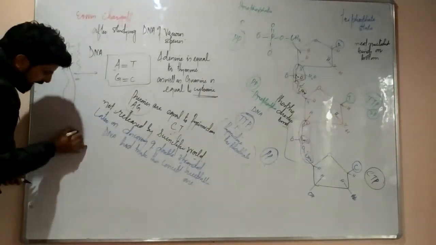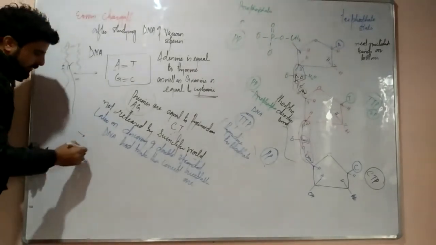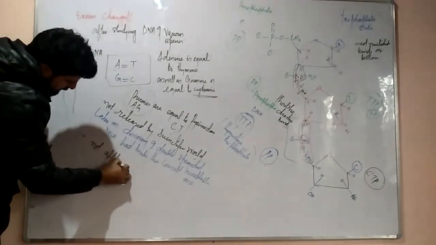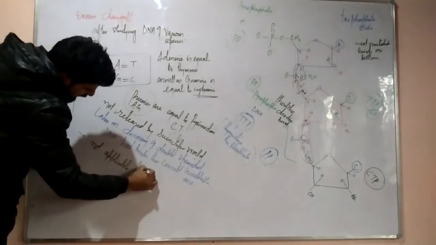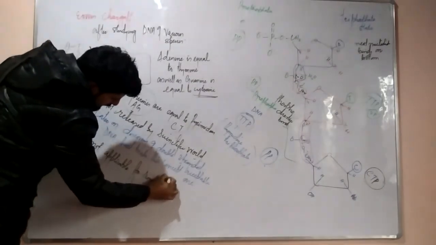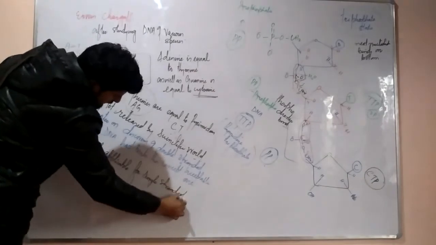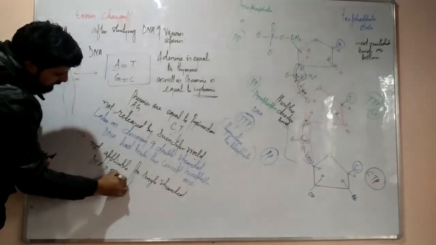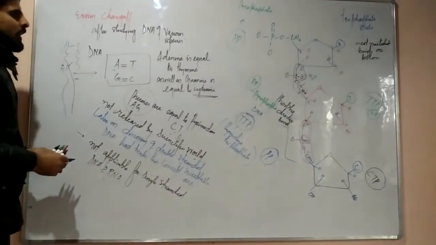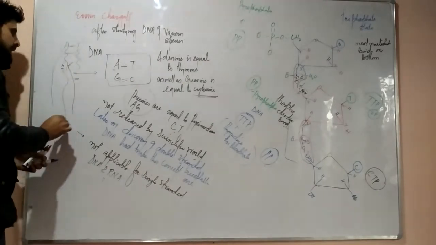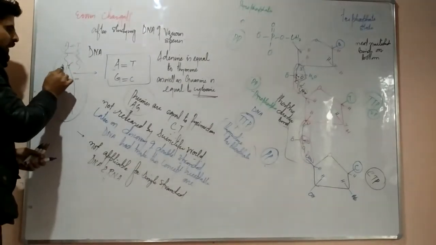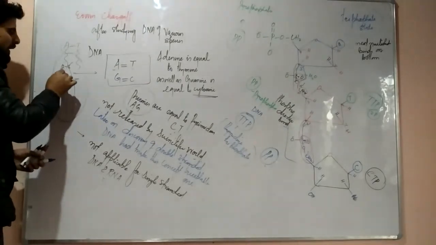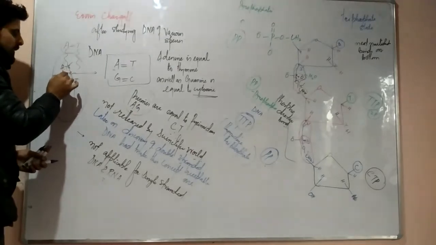But you have to keep in mind that Chargaff's rule is not applicable for single-stranded DNA and RNA. It is applicable only for double-stranded DNA or double-stranded RNA. We can also say this, because in a double-stranded DNA we have adenine on one strand and thymine on the other strand, which makes two hydrogen bonds. Similarly, we have guanine on one strand and cytosine on the other strand, which makes three hydrogen bonds.